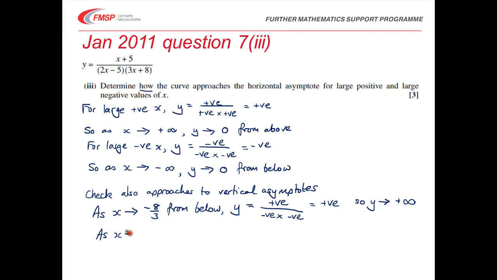As x tends towards 5 over 2 from above, that's the other direction that's not already shown on the graph. So x is a little bit bigger than 5 over 2. I've got a positive number on the top. I double it and take away 5. It's a bit bigger than 5 over 2, so that's going to be positive as well. And 3x plus 8 is going to be positive. So I've got a positive number again. So y is again heading towards positive infinity.